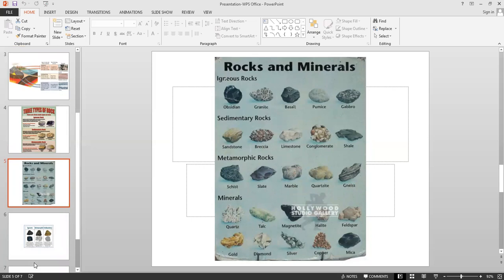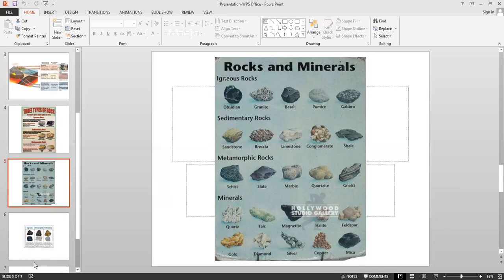This slide tries to differentiate more of the rock types. For the igneous rocks, we have obsidian, granite, basalt, pumice, and gabbro. For the sedimentary rocks, we have sandstone, breccia, limestone, and shale. For the metamorphic rocks, we have schist, slate, marble, quartzite, and gneiss. They all contain different minerals. We can get magnetite, silver, copper, mica, and talc.